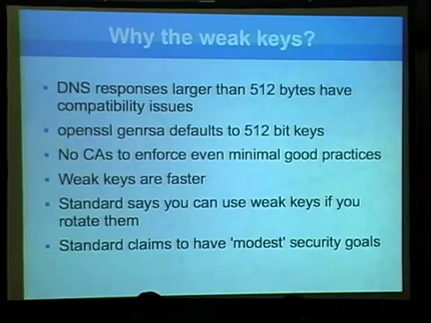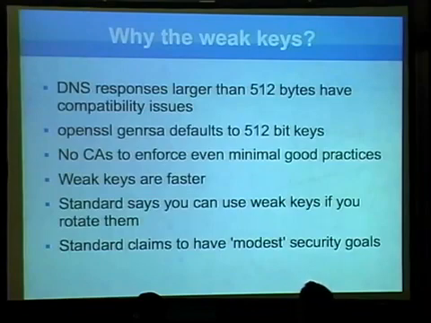And weak keys are faster. If you are sending out an email to every single one of your customers, you're kind of annoying, but you also want that to go fast. Smaller keys compute faster. People like fast email delivery.